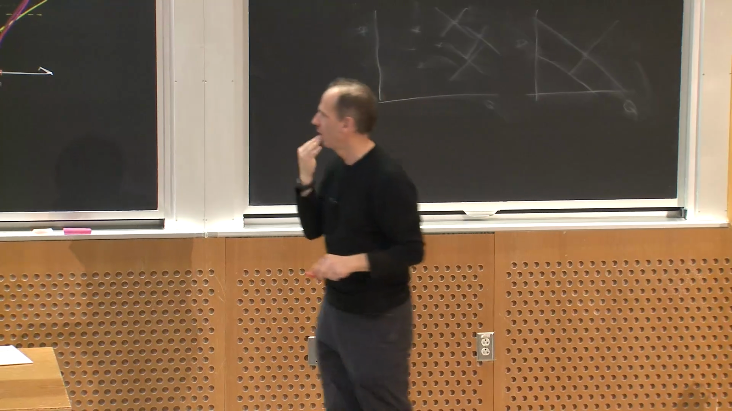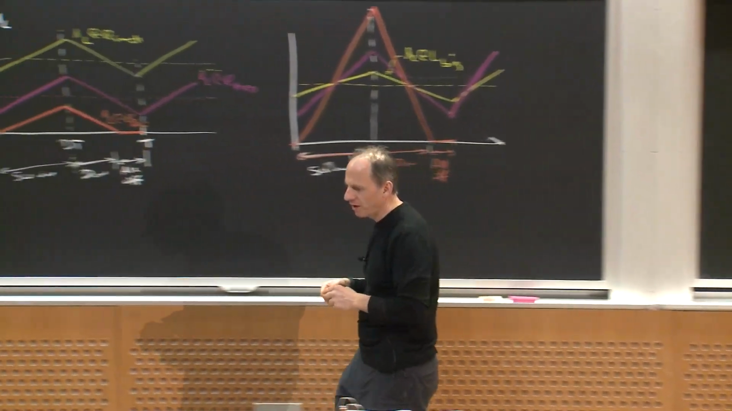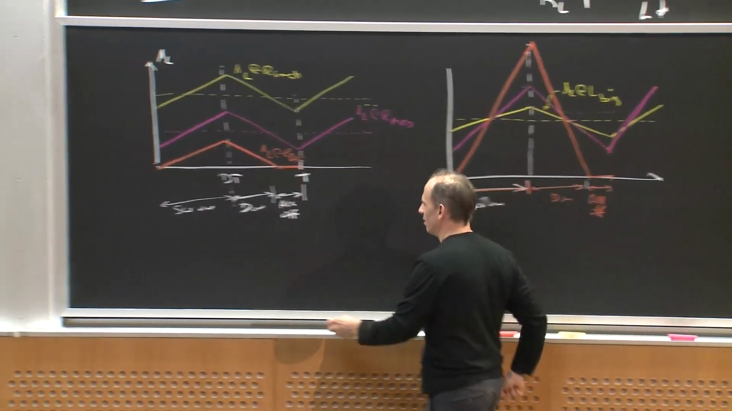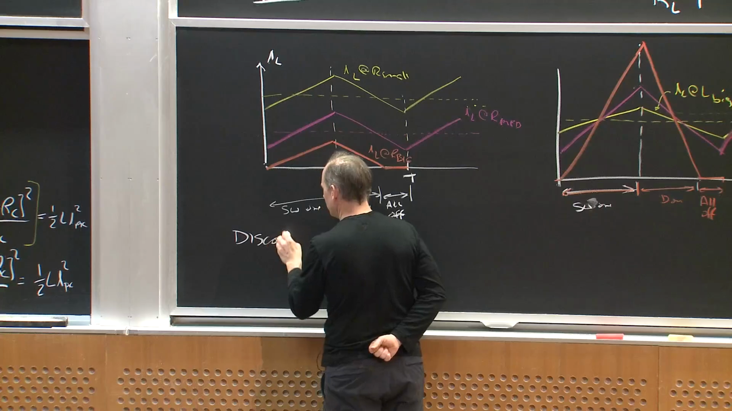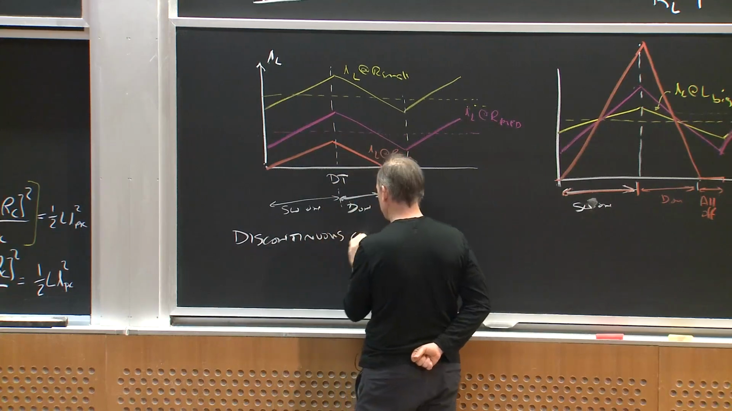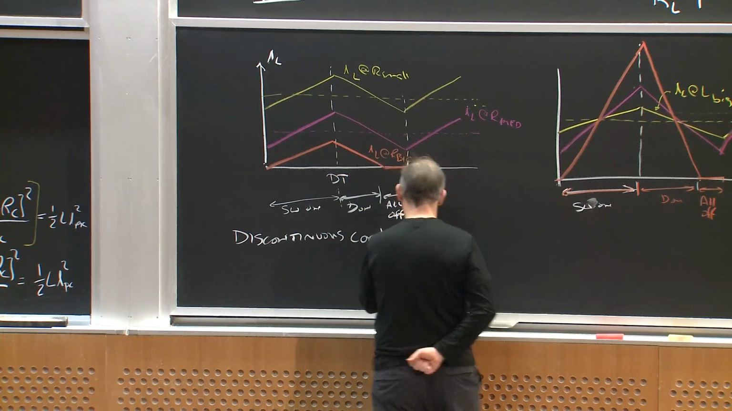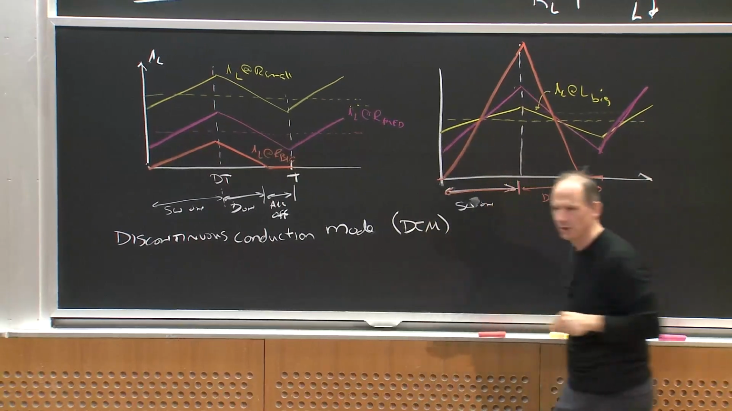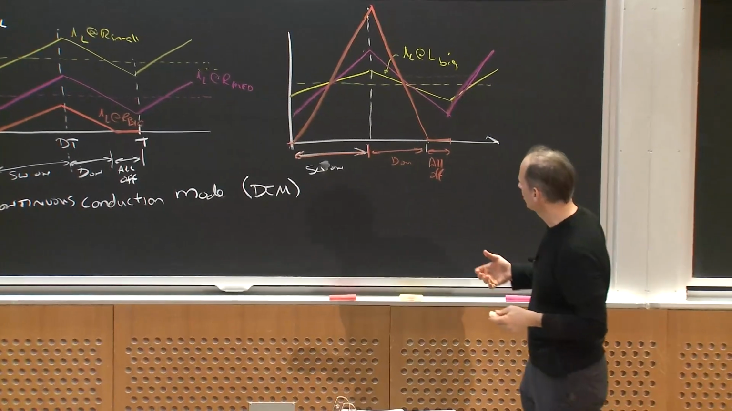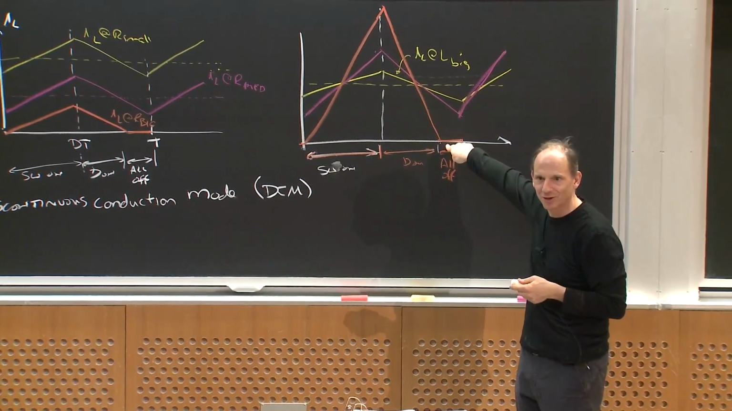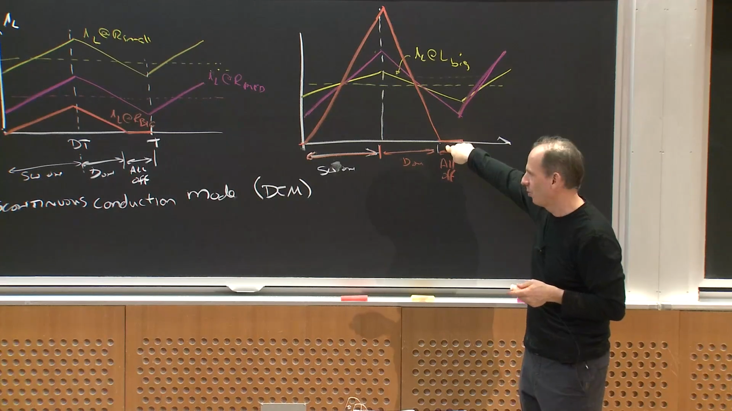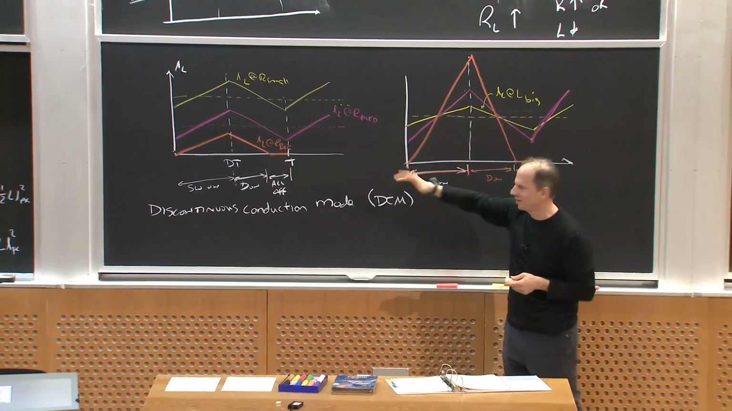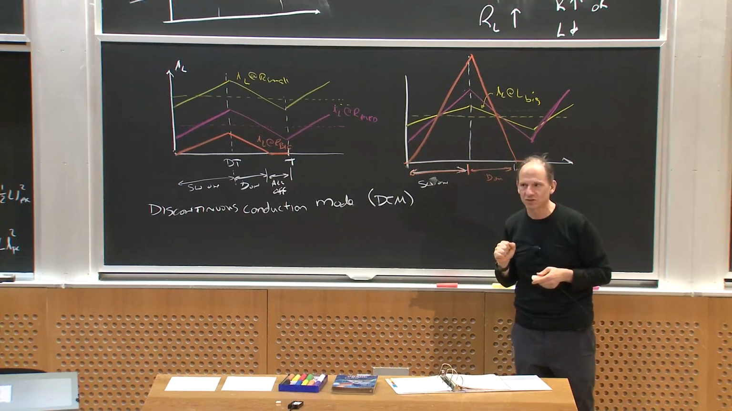This mode of operation is known as discontinuous conduction mode. It's often abbreviated DCM. Now, when we say discontinuous, there's nothing discontinuous about the inductor current, obviously. The inductor current's always a continuous waveform. But what's meant by that is it's not continuously flowing positive and negative. It has this third state where both devices are off.